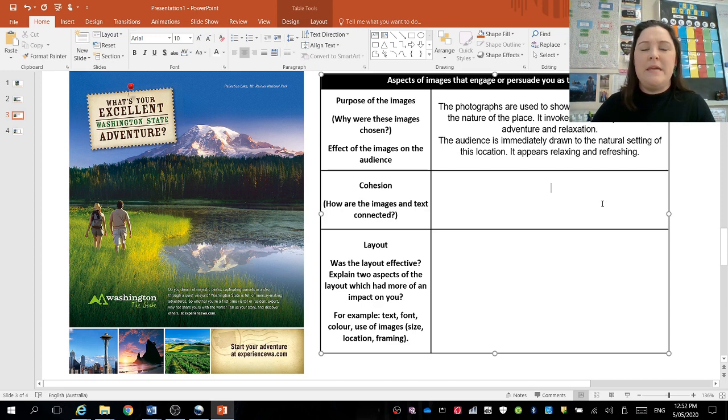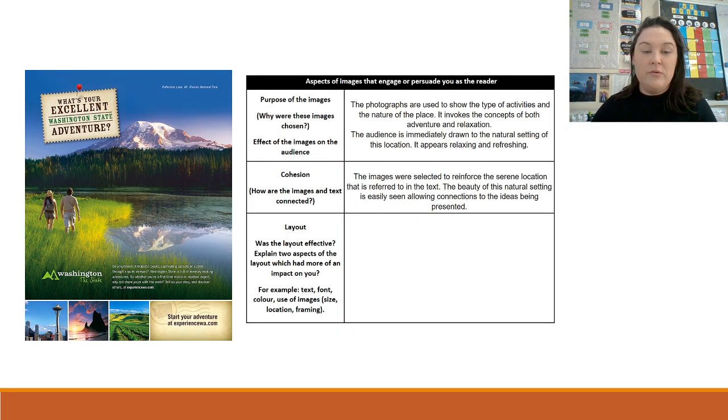So how are the images and text connected? Well, again, like the previous one, the rhetorical questions, the text is reinforced by the images chosen. So the images directly reinforce the copy text. So there is a direct correlation between it. Again, yours can be very different. You can explain this in your own words if you want. I'm just providing an example of something that you could say.